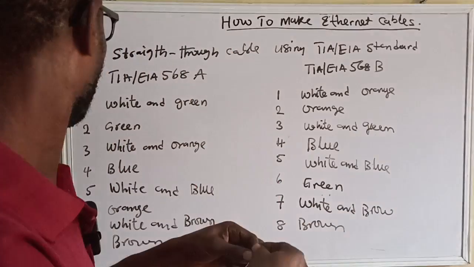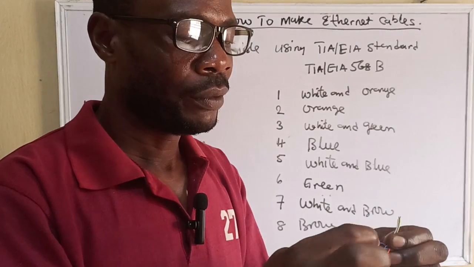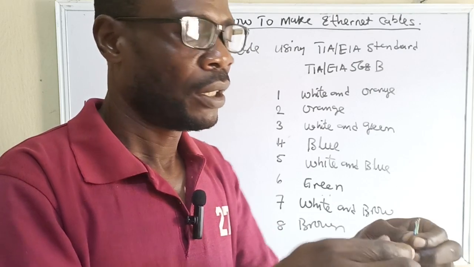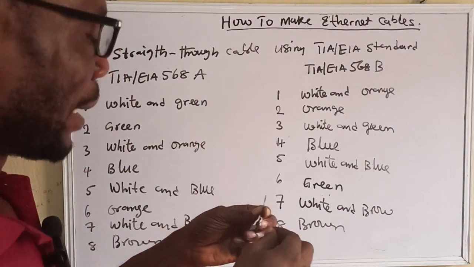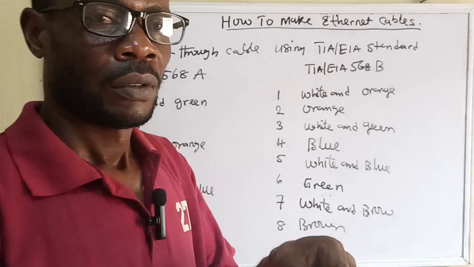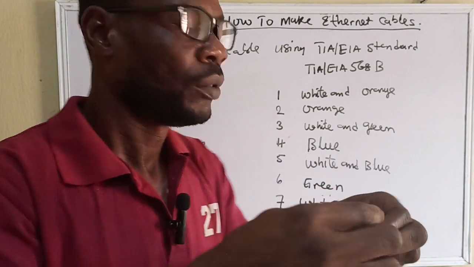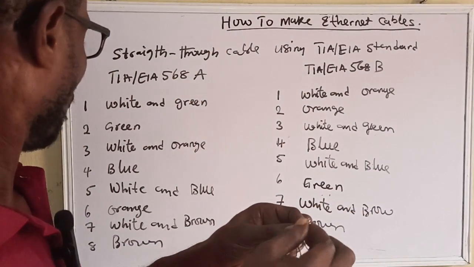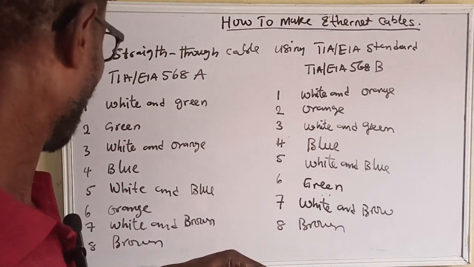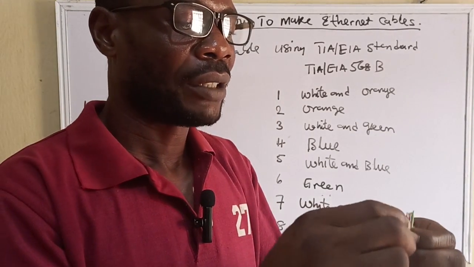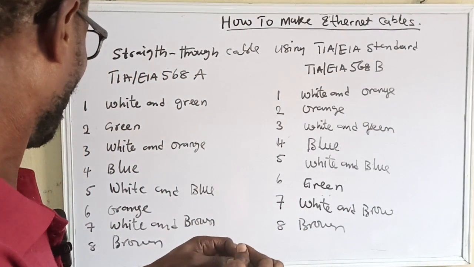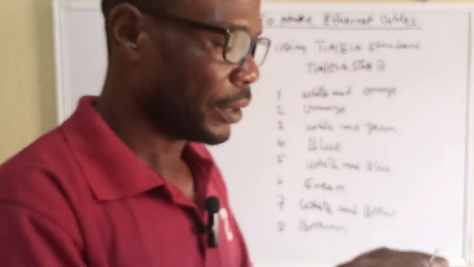Number four is blue, that is plain blue. Select it and put it according to the numbers. Number five is white and blue. Number six is plain orange. Number seven is white and brown, a white and brown stripe. Number eight is plain brown.